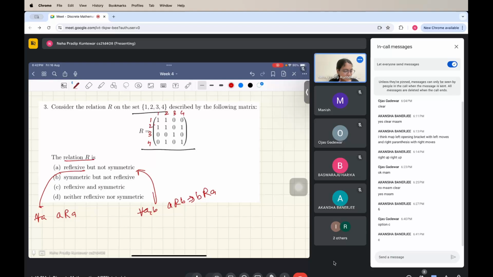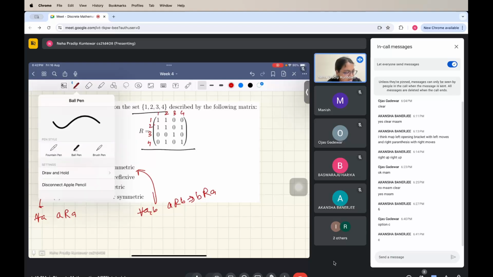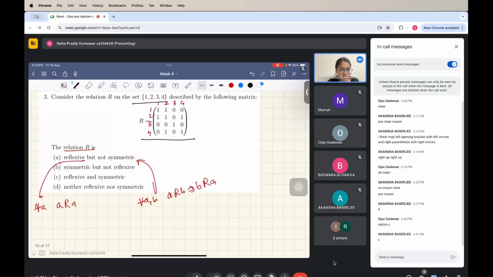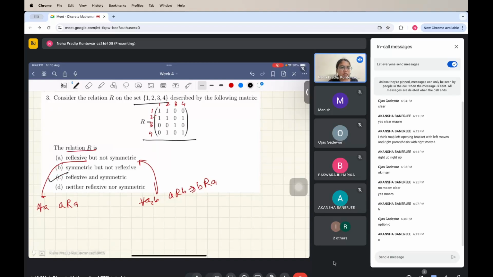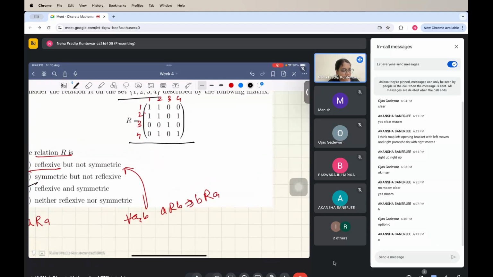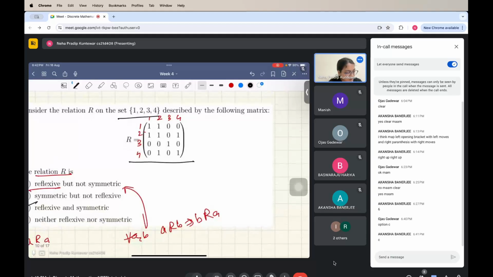So I see a couple of answers. Which is correct? The answer is that it's both reflexive as well as symmetric. It's reflexive because for 1 you see that 1 is related to 1, 2 is related to 2, 3 is related to 3, and 4 is related to 4. Across this diagonal, if you see all ones, then that means that the relation is reflexive.